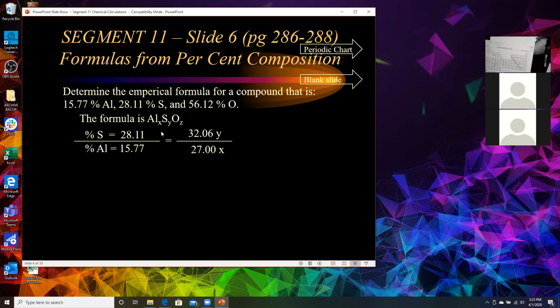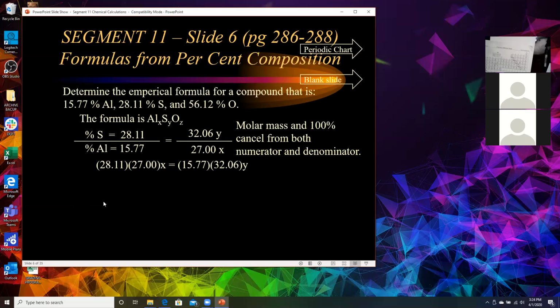Did I do that wrong? No, I didn't. Sulfur's 28.1. That's right. But the aluminum was 15.7. Okay. Now, again, the molar masses and the 100s cancel out. But look at the symmetry. All the sulfur data is in the numerator, and all the aluminum data is in the denominator. And then that's going to give us a structure we can get to very quickly.